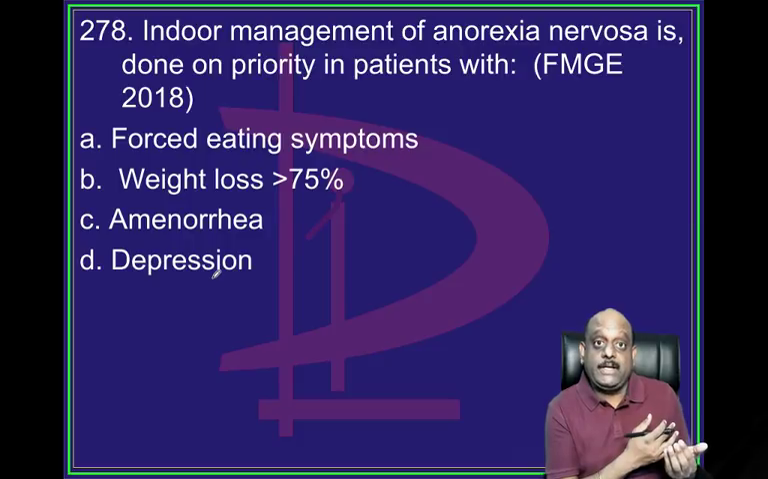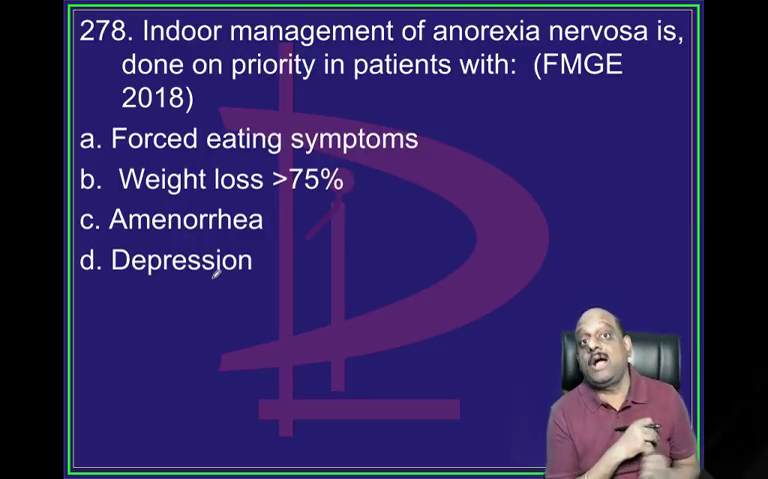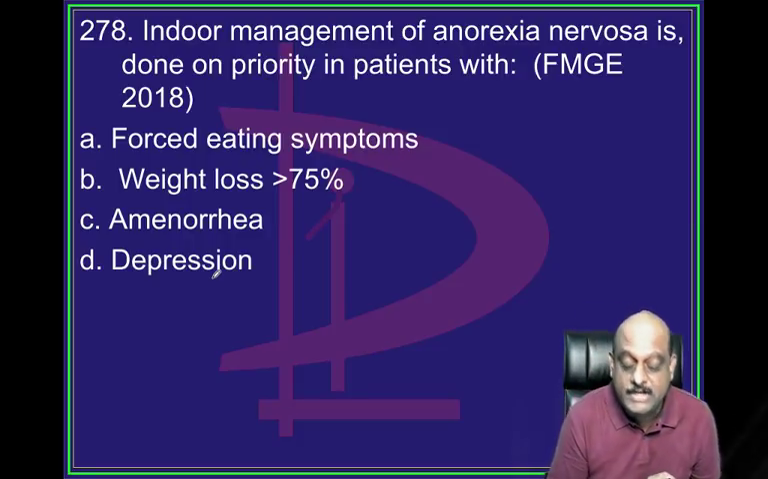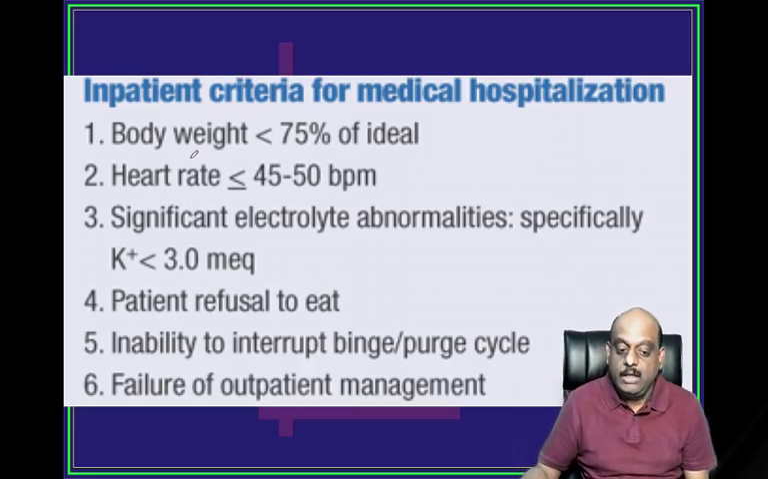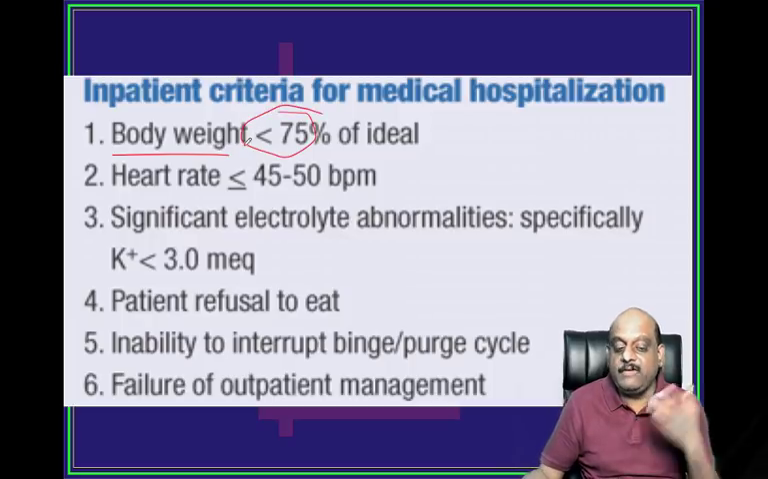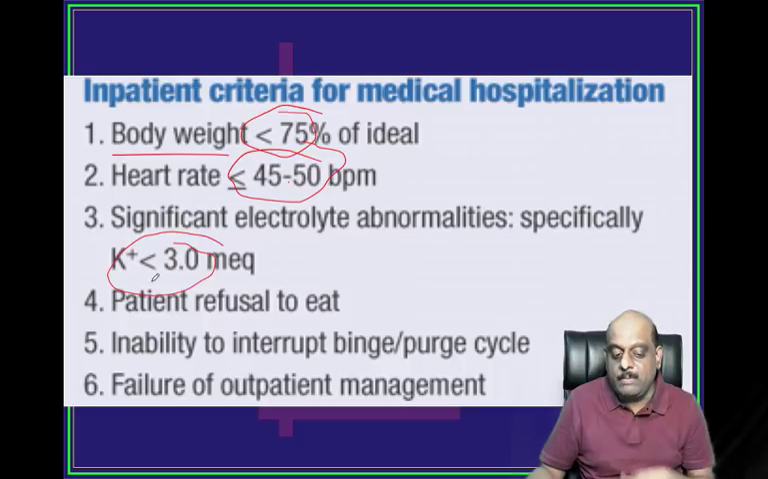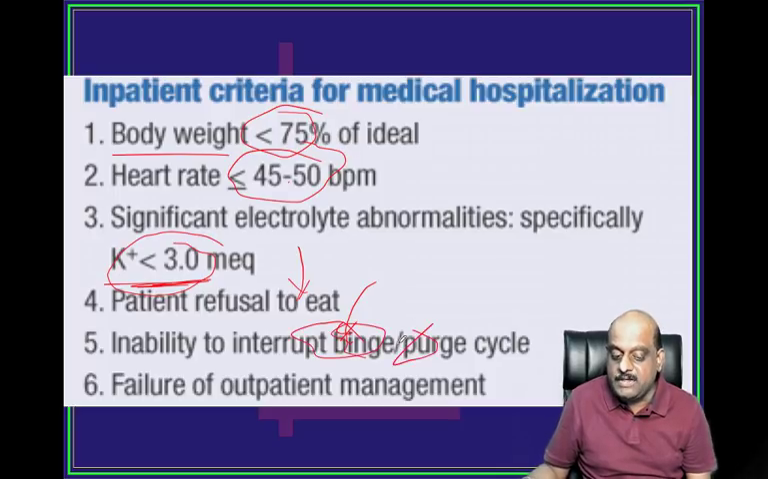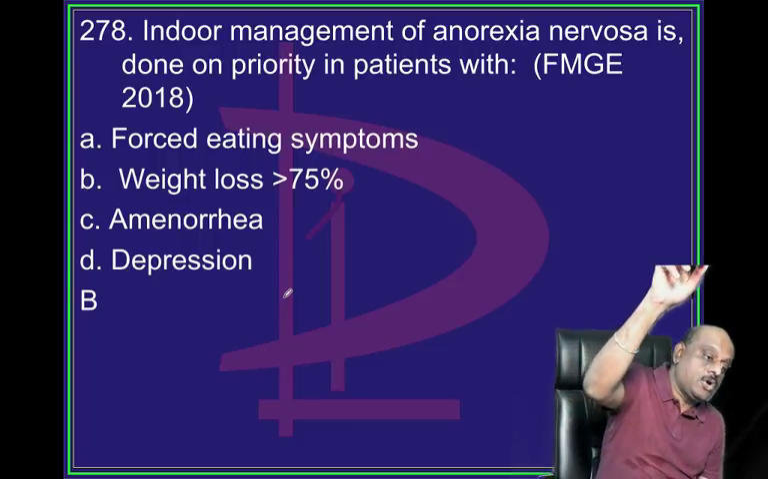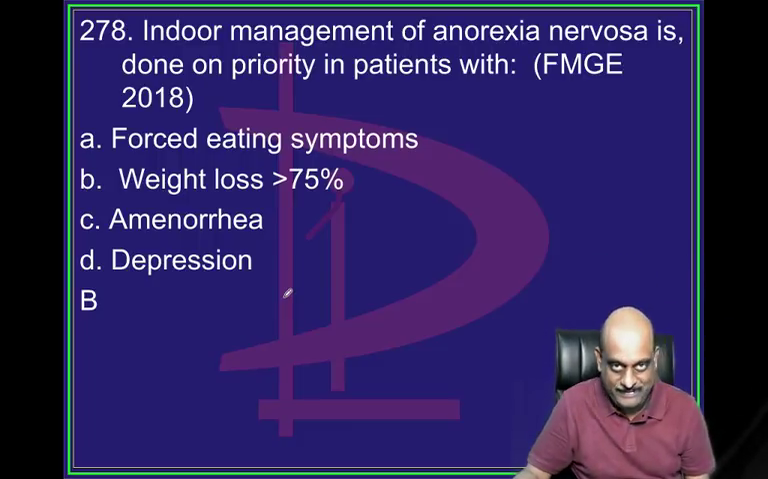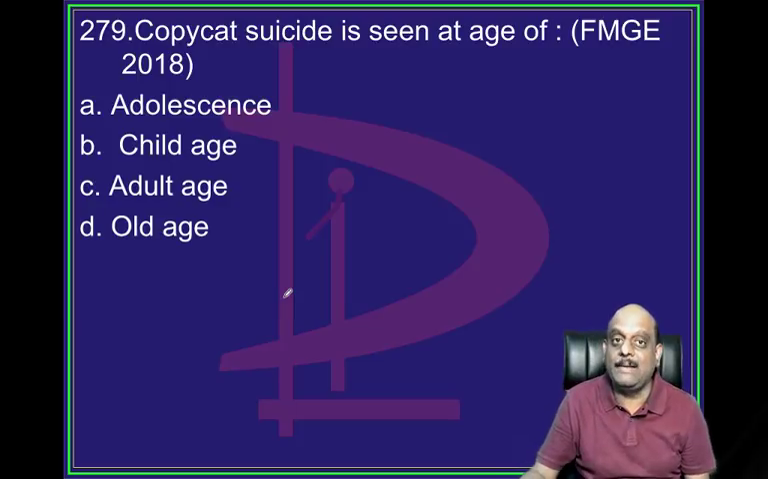Anorexia nervosa patient को admit हो जाओ बोल के कब बोलते हैं? What are the indications to admit anorexia nervosa? If the body weight is less than 75%, heart rate is less than 45, significant electrolyte abnormality, potassium less than 3, patient's refusal to eat, inability to interrupt binge purge cycle, failure of outpatient are the indications for hospitalization of anorexia nervosa is what you should remember.